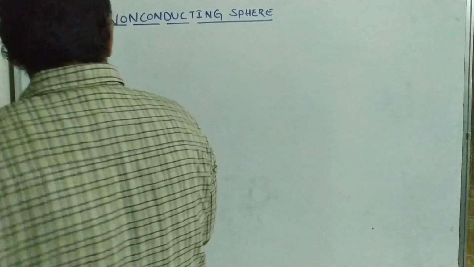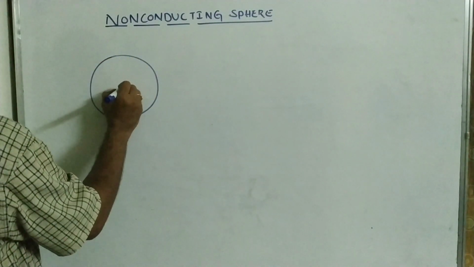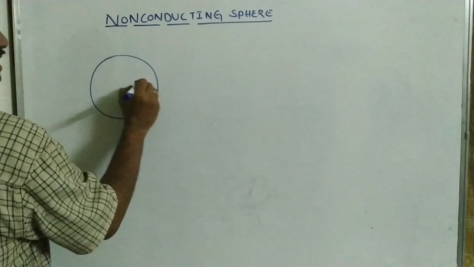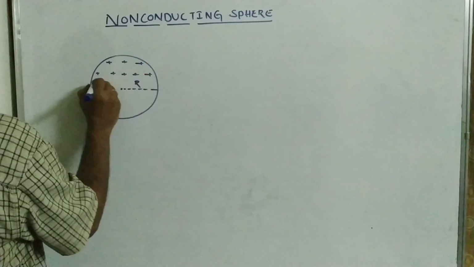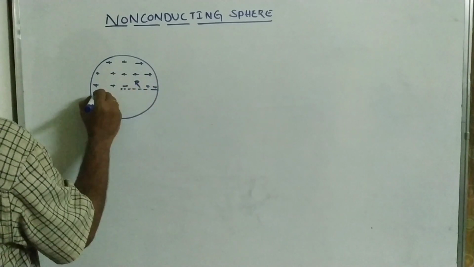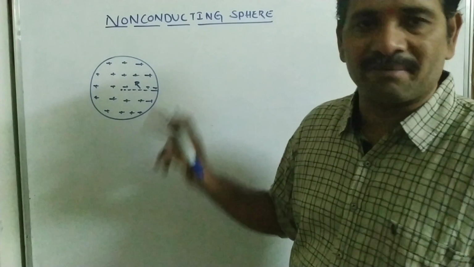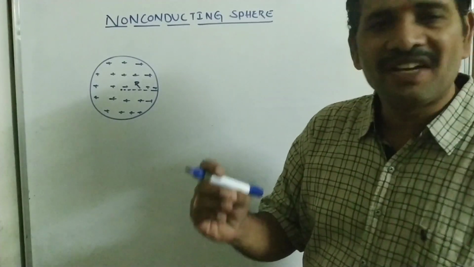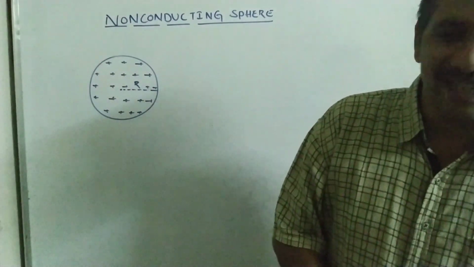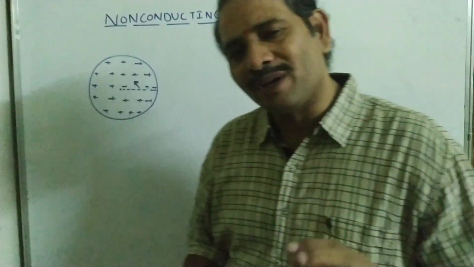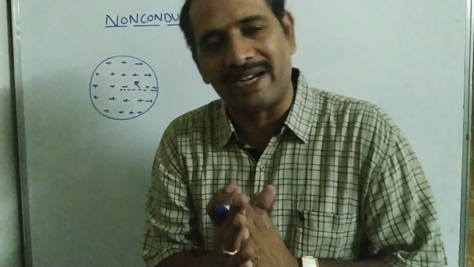So look here, sir. This is the non-conducting sphere of radius capital R, but having uniform charge density, rho is constant. Here we are going to solve the field in three parts.